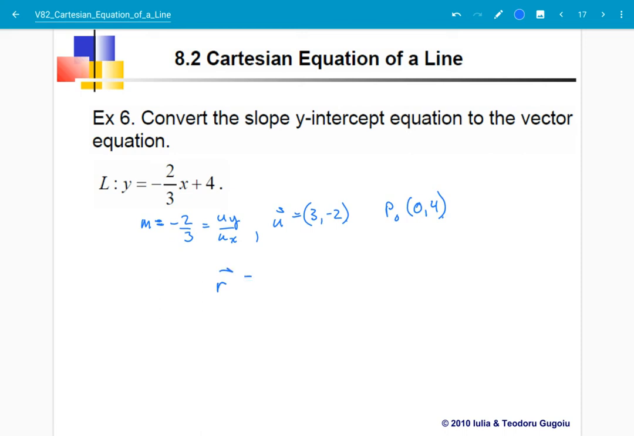So then R is R naught. R naught is OP naught, so 0 and 4 plus t(3, -2). And there's the equation of the line in vector form.